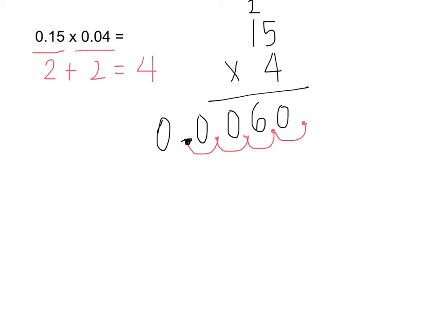Now, I want to show you another way you could check your answer. It only works sometimes. How do we say this factor in word form? Daniel? 15 hundredths. Is this another way to write 15 hundredths? Yes. Okay. What is this factor? 4 hundredths.